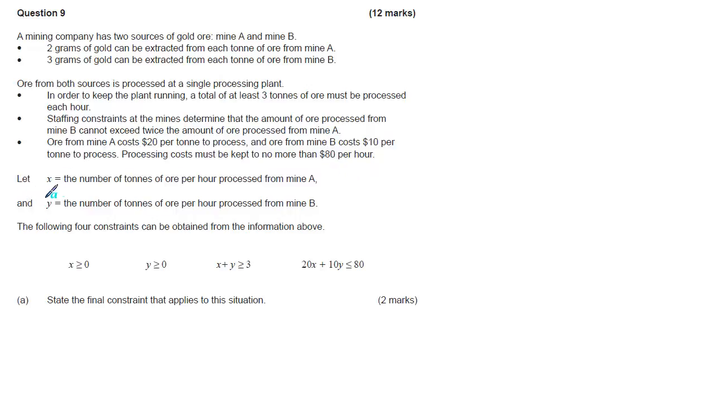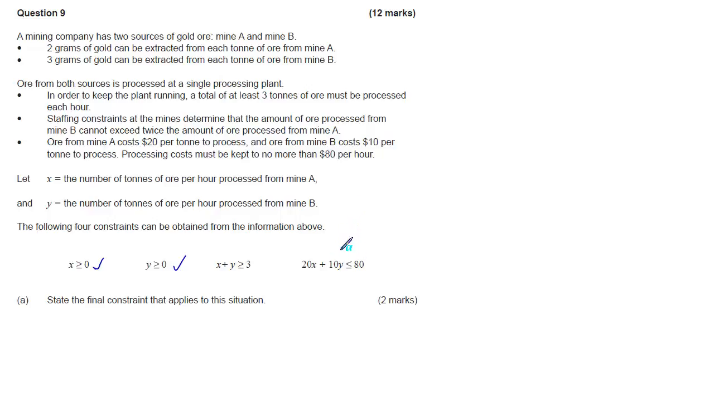So we're going to let x be the number of tons of ore per hour processed from mine A, and y be the number of tons of ore per hour processed from mine B. The following 4 constraints can be obtained from the information above. Well, these are the non-negativity ones, so we don't need to look too closely at those. And then we're going to just quickly look at these ones.